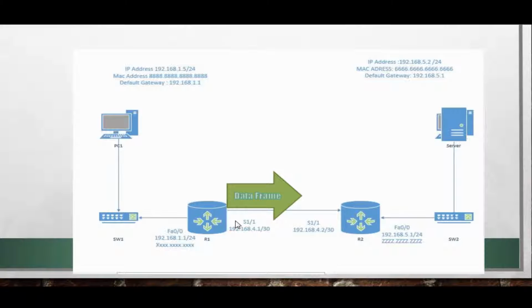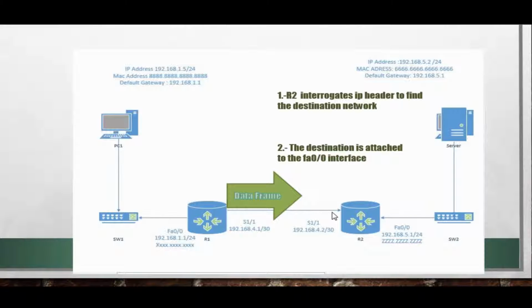When router 2 receives the data frame, it decrements the time to live in the IP header, just as router 1 did. Again, assuming that time to live did not get decremented to 0, router 2 interrogates the IP header to determine the destination network. The destination network, as you remember, is 192.168.5.0 that we mentioned previously. So, after R2 interrogates the header to find out the destination network, the destination is attached to the F0/0 interface. This one over here, guys.